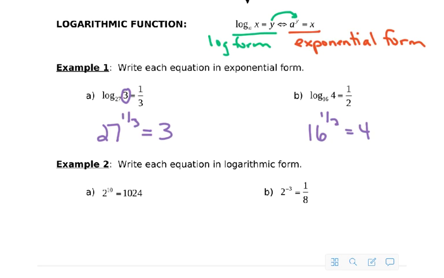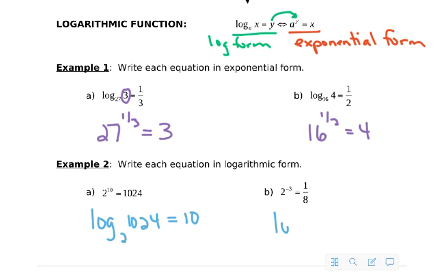What if I want to go the other direction, though? What if I give you something in exponential form and I want to write it in log form? So in example 2, 2 to the 10th power is 1024. So the log base 2 of 1024 will equal 10. Remember, the base of the exponential term is the same as the base of the log. And the log will always equal the exponent.